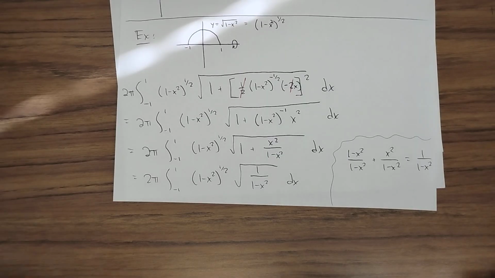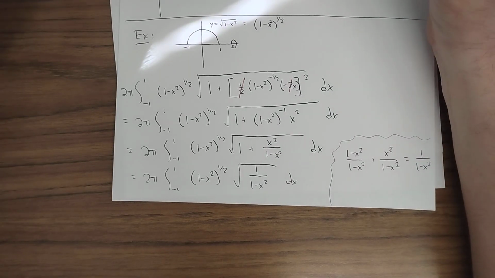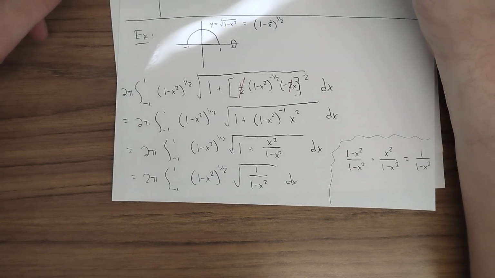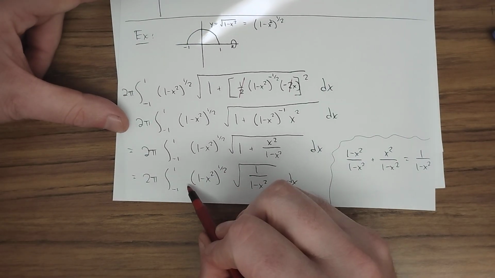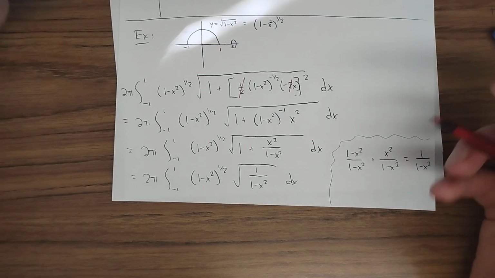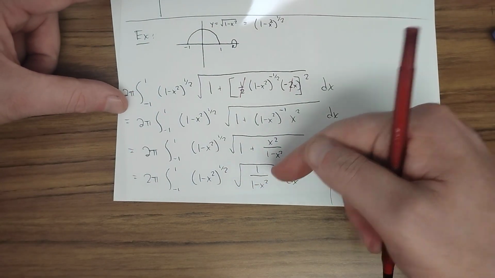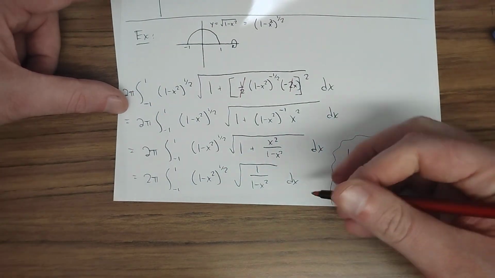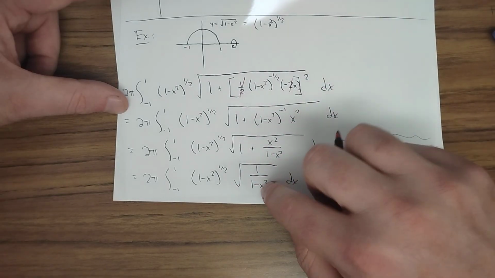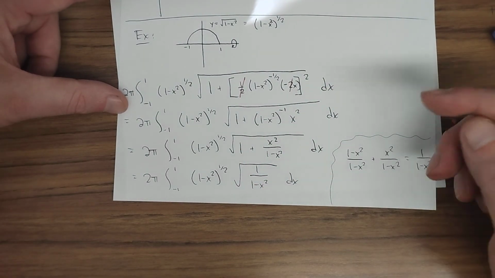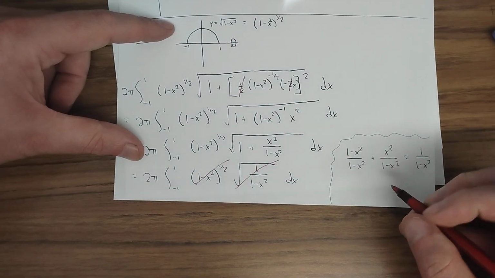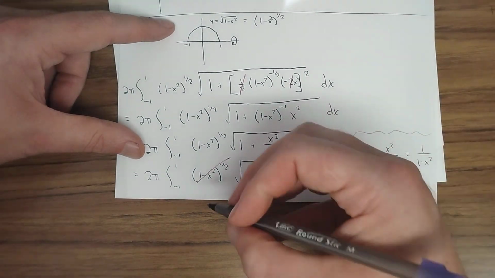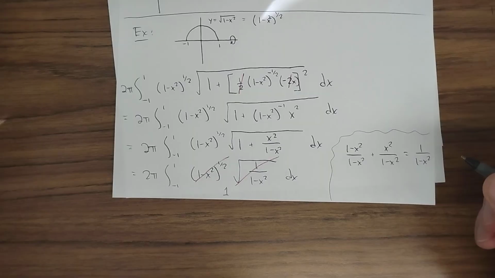Okay, making progress, things are getting simpler, and now something, I mean, it's going to get ridiculously simple. Let me point something out here. This 1/2 power is the same as a square root, and over here I see the same exact thing, 1 minus x squared underneath a square root in the bottom. This cancels this, and we just get 1.